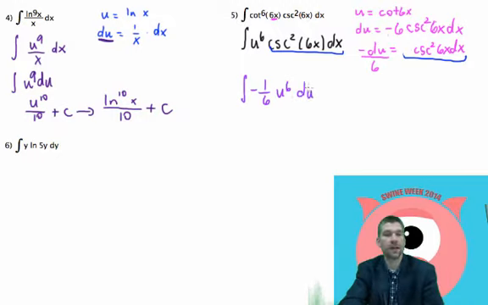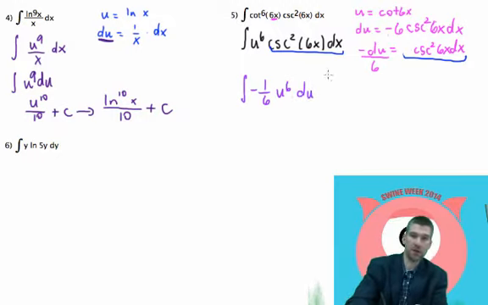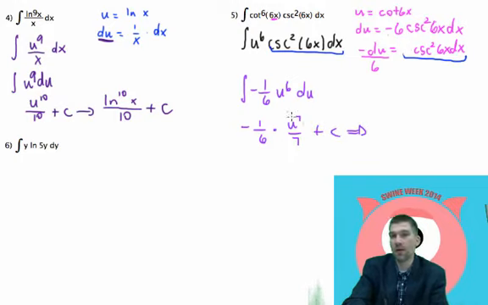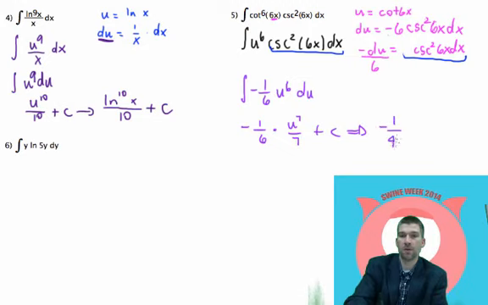We're going to add 1 to the exponent and divide by the new exponent. And so negative 1/6 times u to the 7th over 7 plus c. And when I substitute my u's back in, this is going to be negative 1 over 42 times the cotangent to the 7th power of 6x plus c. And that's that one right there.